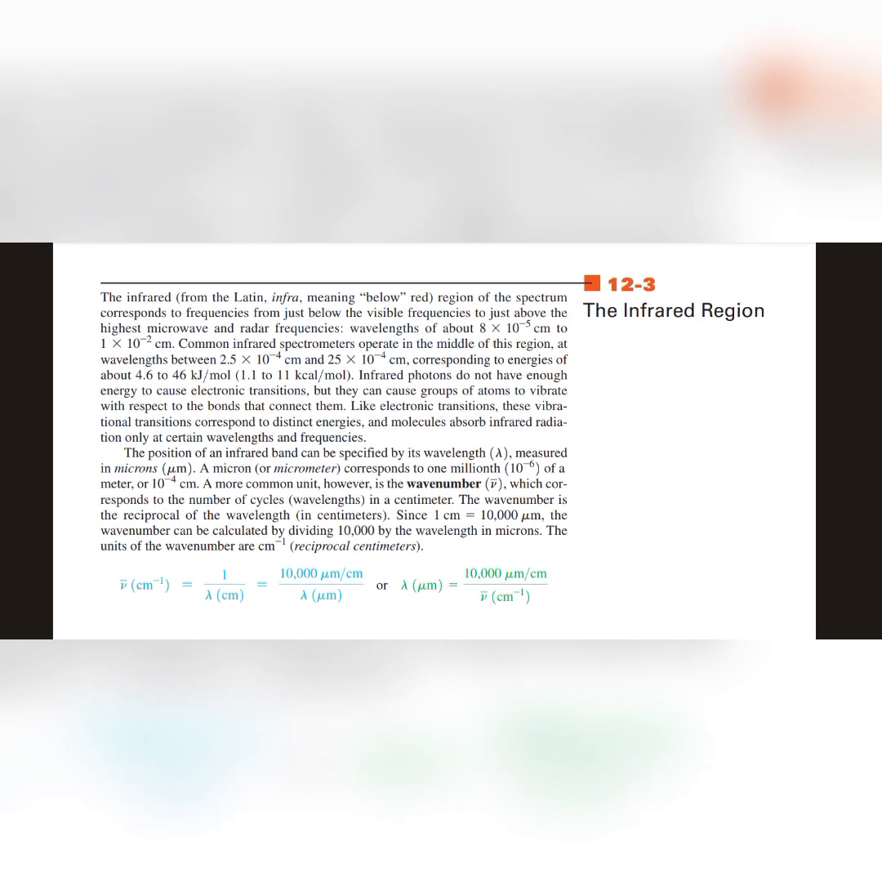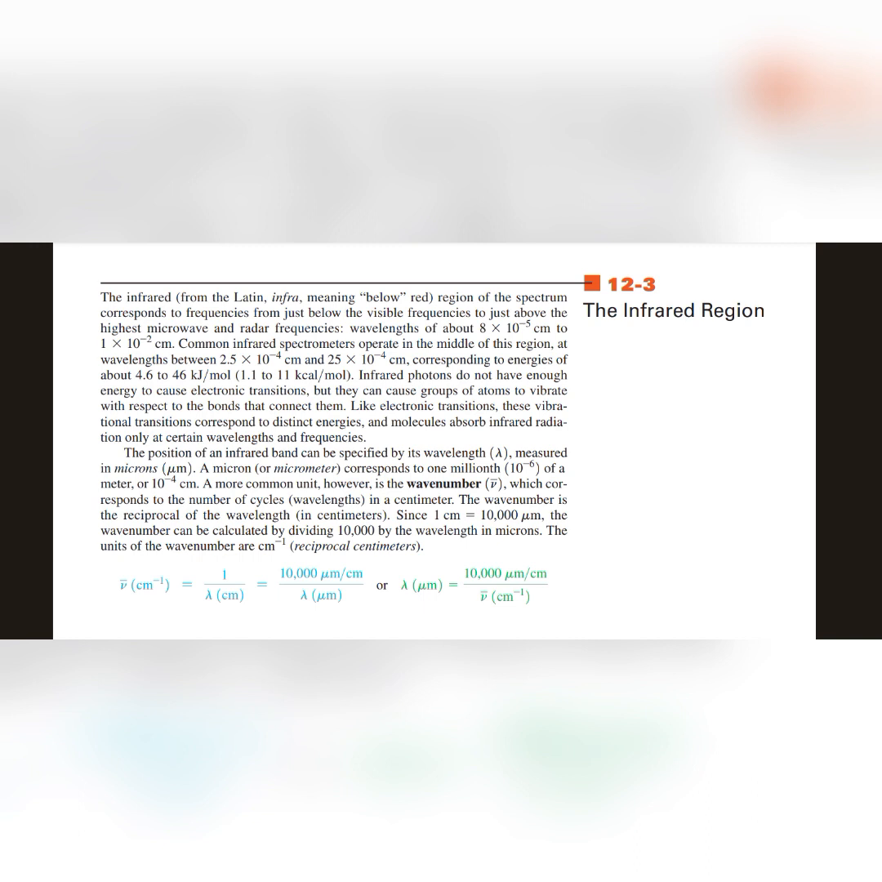First is the infrared region. The infrared, from the Latin infra meaning below red, is the region of the spectrum corresponding to frequencies from just below the visible frequencies to just above the highest microwave and radar frequencies, with wavelengths of about 8 × 10^-5 centimeter to 1 × 10^-2 centimeter. Common IR spectrometers operate in the middle of the region, at wavelengths between 2.5 × 10^-4 centimeter and 25 × 10^-4 centimeter, corresponding to energies of about 4.6 to 46 kilojoules per mole.